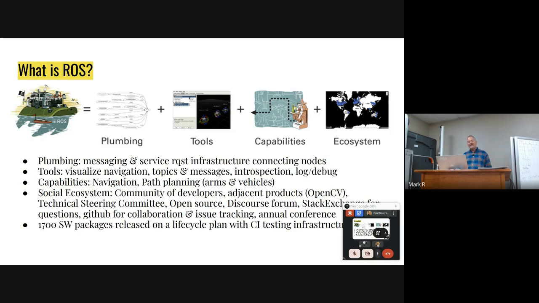Presently, there are about 1,700 software packages that are released on a life cycle plan, so every year, and there's a CI, a continuous integration testing infrastructure that when you do an update to your package, you can submit it, and it'll go through testing to make sure it's compatible and works, doesn't break the build for whatever current release you're on. So it is a lot more than plumbing and messaging service.